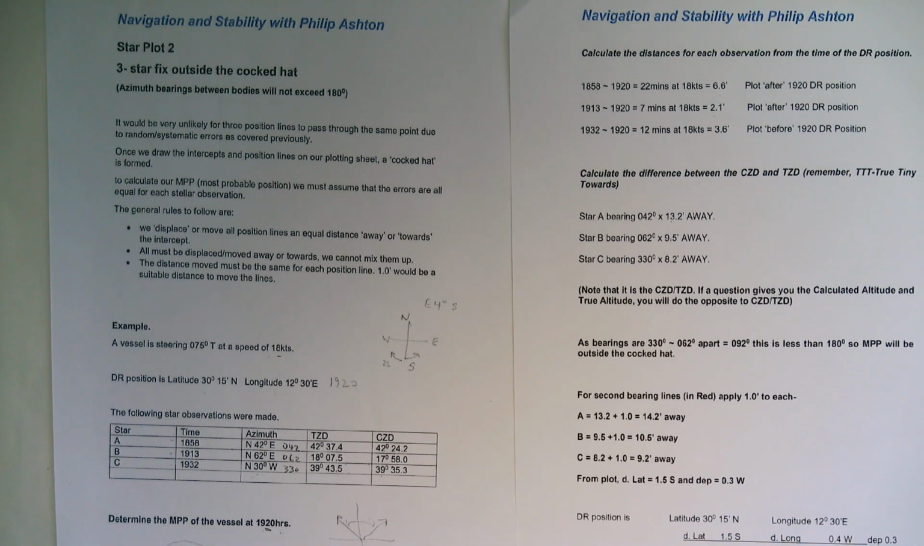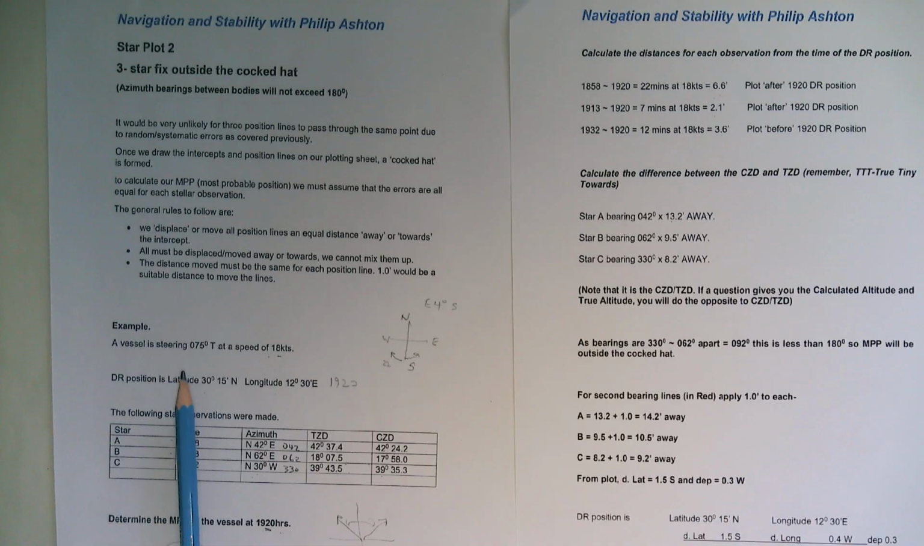We're going to look at a star plot now where we find the MPP, most probable position, when the bearings, the angle between them, doesn't exceed 180. So if we were going from 330 degrees round to 062 degrees, that's less than 180. Therefore, our position is outside the cocked hat that we draw.